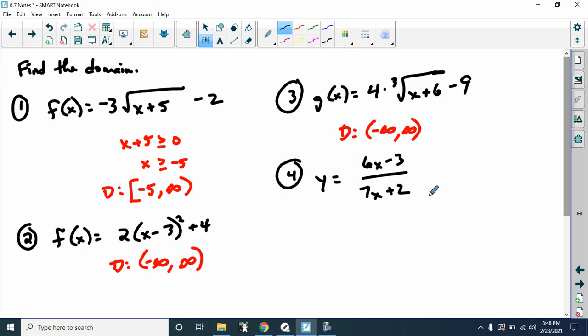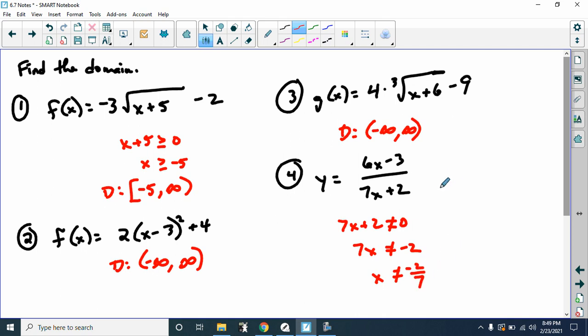Last one, number 4, y equals 6x minus 3 over 7x plus 2. When we divide, you can't just divide any two numbers. You can divide almost any two numbers. The one thing you're not allowed to do when you divide, though, is you cannot divide by 0. The bottom is not allowed to be 0. 7x plus 2 cannot be equal to 0. Dividing by 0 gives us undefined. Solve for x, so x is not allowed to be negative 2 over 7.